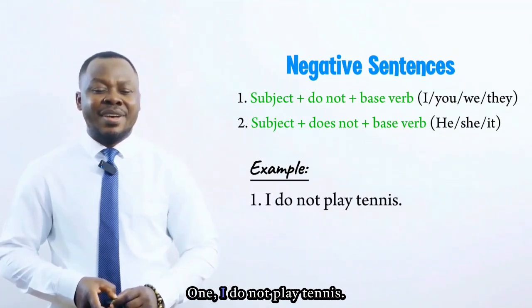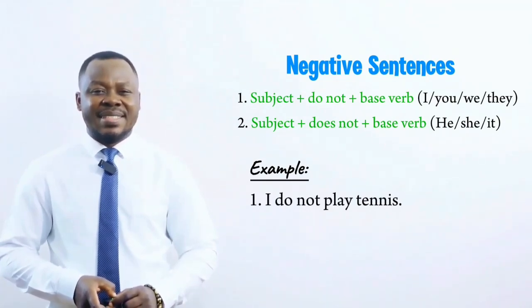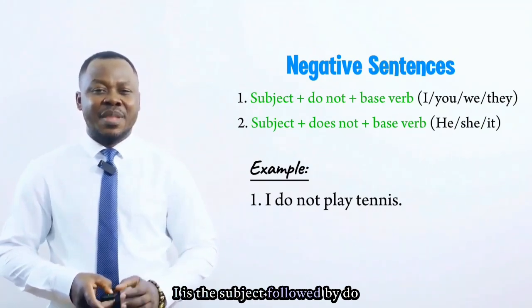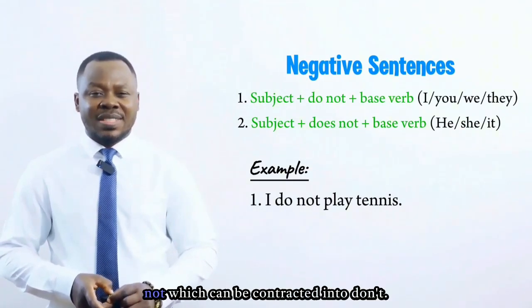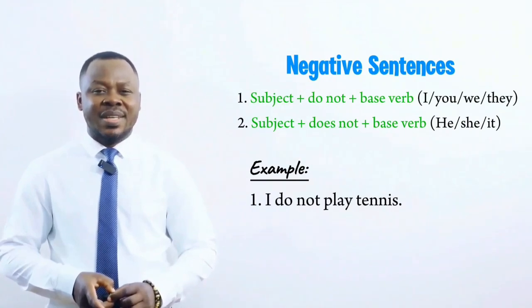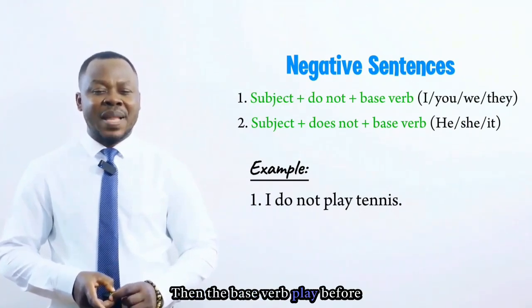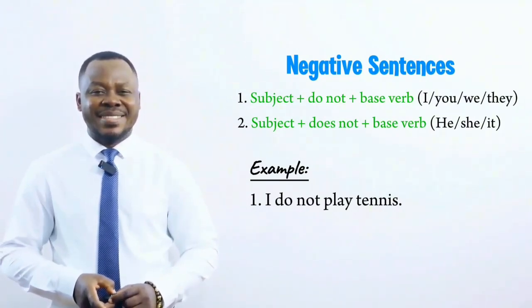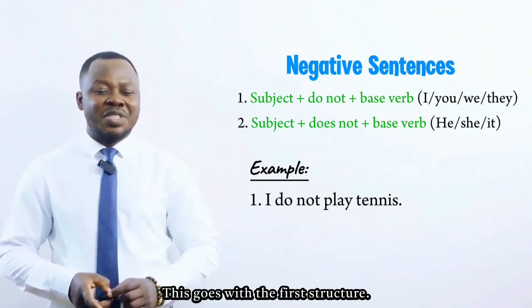1. I do not play tennis. I is the subject, followed by do not, which can be contracted into don't, then the base verb play before the rest of the sentence. This goes with the first structure.